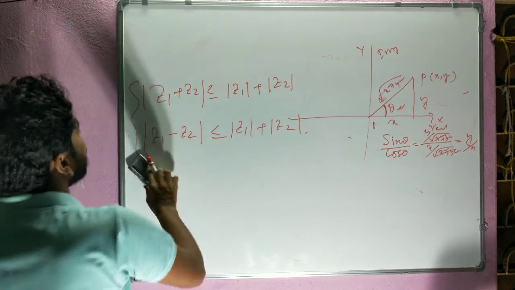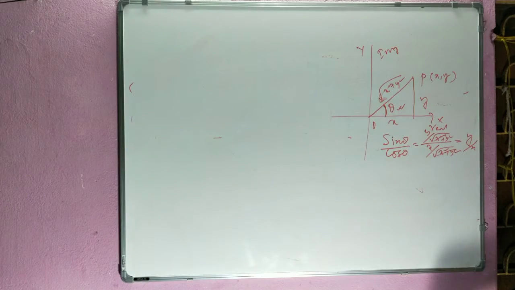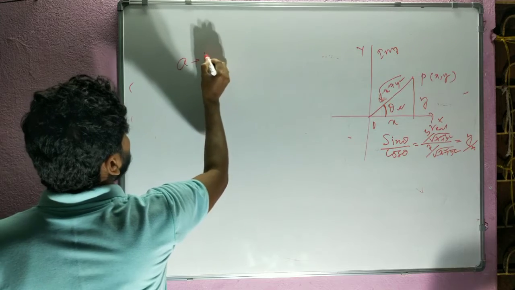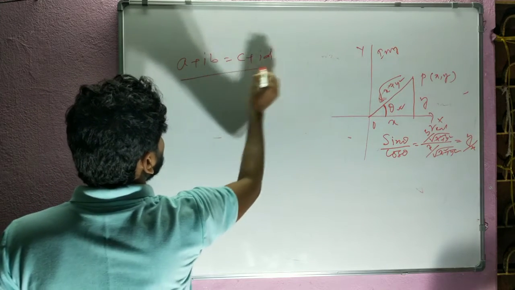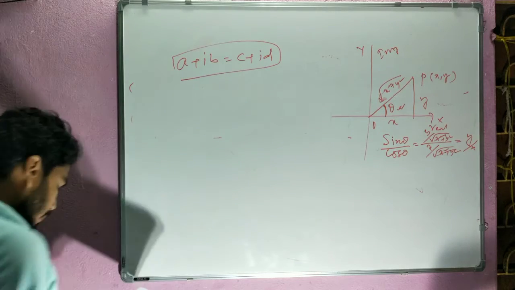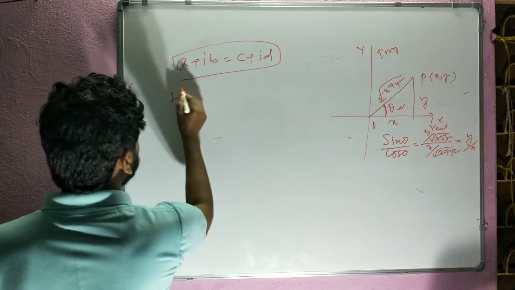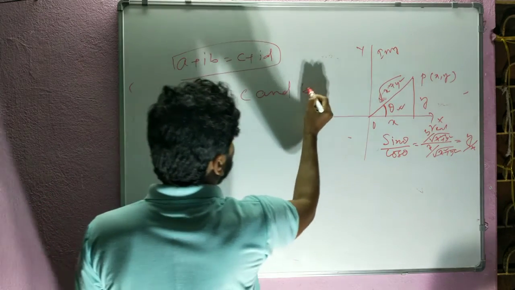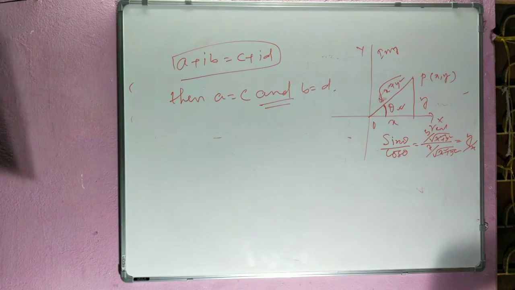And when are two complex numbers equal? If a plus ib equals c plus id, then a must equal c and b must equal d. This is the equality of two complex numbers.